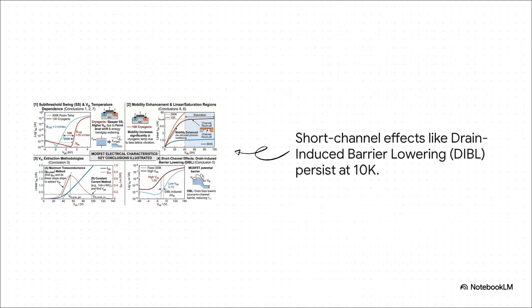Of course, it's not all a free lunch. Looking down at quadrant 4, we see that some of our old familiar problems, well, they follow us into the cold. Drain-induced barrier lowering, or DIBL, is still very much a thing. This is where a high drain voltage basically tugs on the channel, lowering the energy barrier and causing some unwanted leakage. It's a classic short channel effect that we absolutely have to model carefully to make sure our circuits behave the way we expect them to.